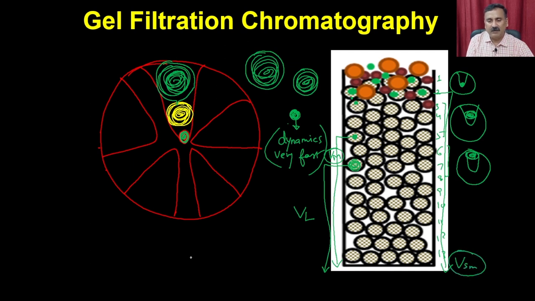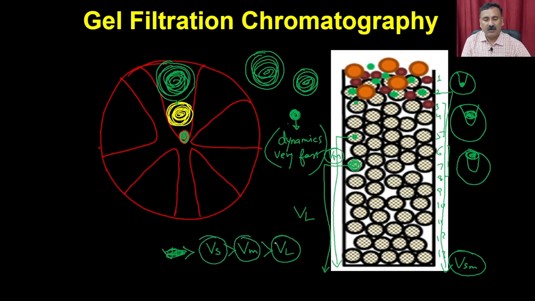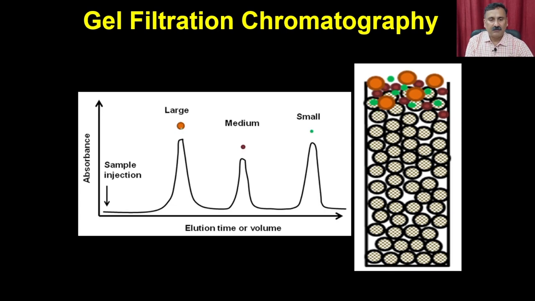So VS is going to be bigger than VM, and VM is going to be bigger than VL. This means VL is the smallest, VM is the middle, and VS is the largest. If I show you how they will be eluted onto the chromatogram, it will be like this. So VL, remember, is the smallest.